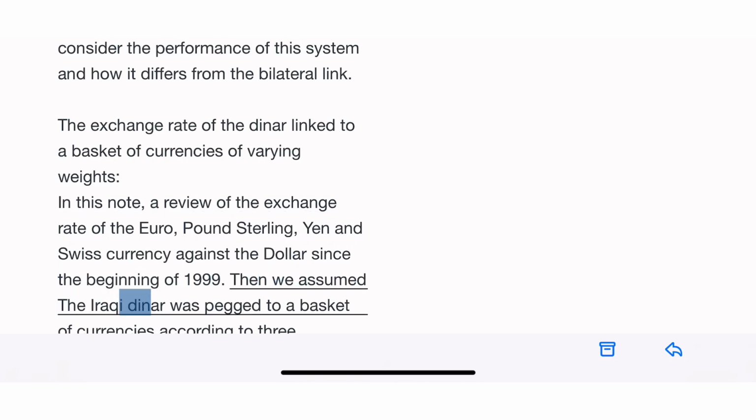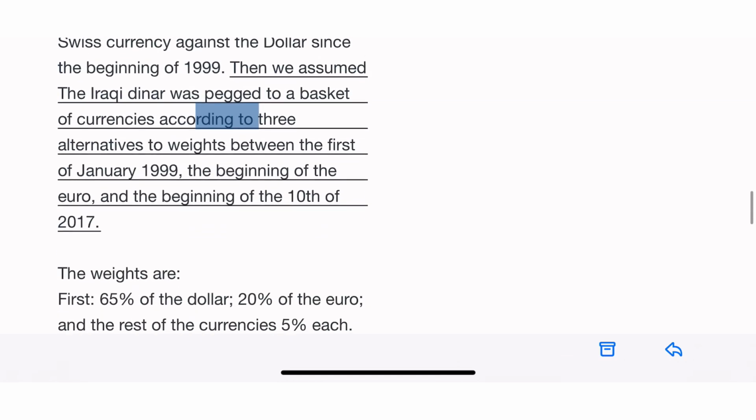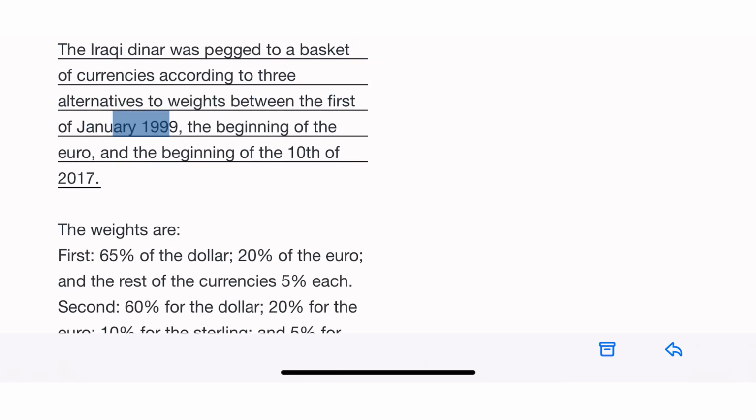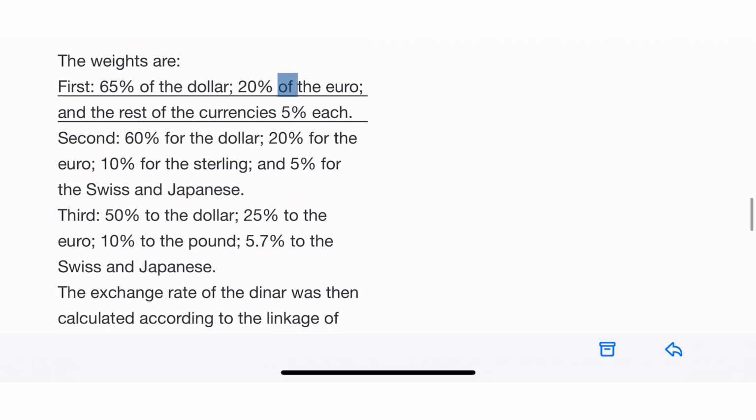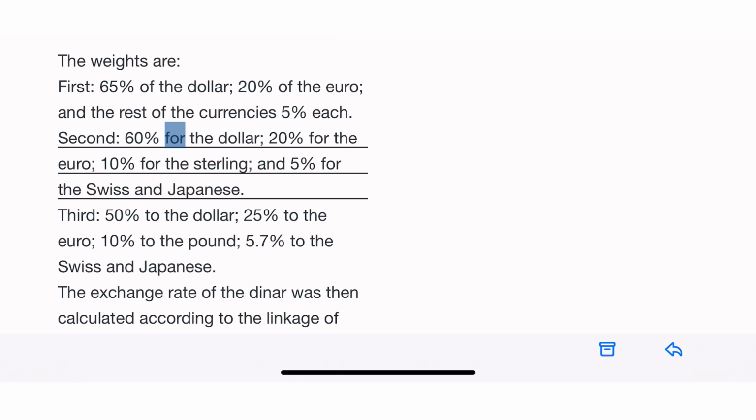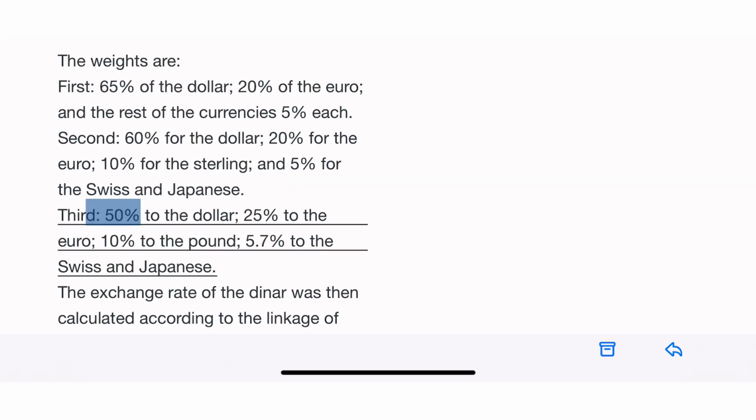Then we assumed the Iraqi dinar was pegged to a basket of currencies according to three alternatives for weights between the 1st of January 1999, the beginning of the euro, and the beginning of 2017. The weights are, first, 65% for the dollar, 20% for the euro, and the rest of the currencies 5% each. Second, 60% for the dollar, 20% for the euro, 10% for the sterling, and 5% for the Swiss and Japanese. Third, 50% for the dollar, 25% for the euro, 10% for the pound, 5.7% for the Swiss and Japanese.